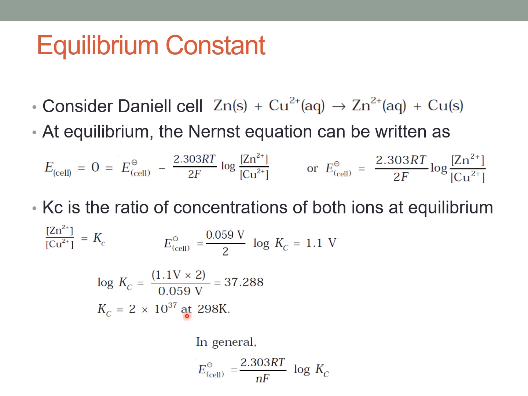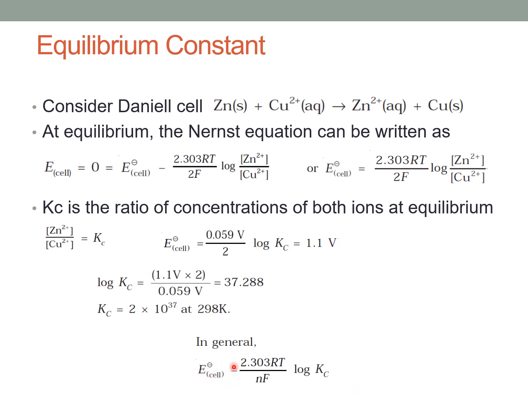So this is the way we can do it. In general, this is the relation between E0 cell and Kc. Here this is the Kc, clear? This is the equation: the standard reduction potential is equivalent to 2.303 RT by 2F log Kc. That's what is given here.